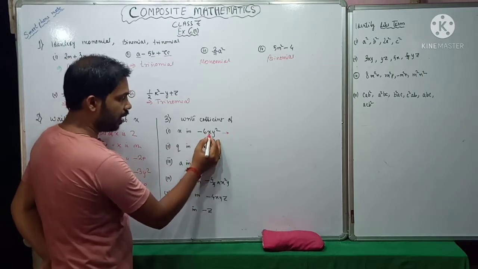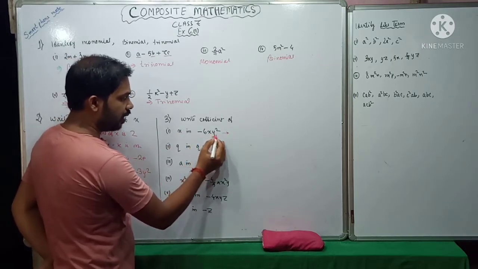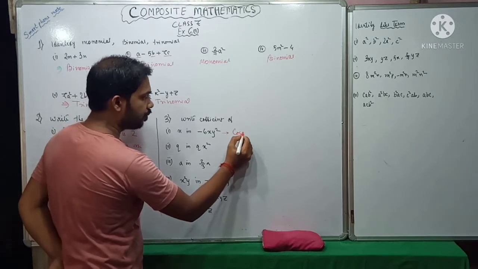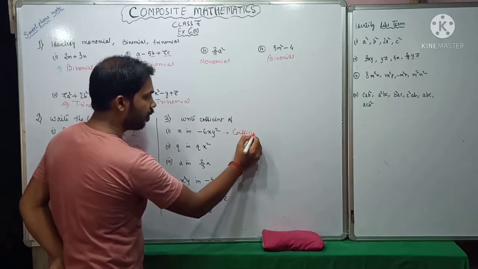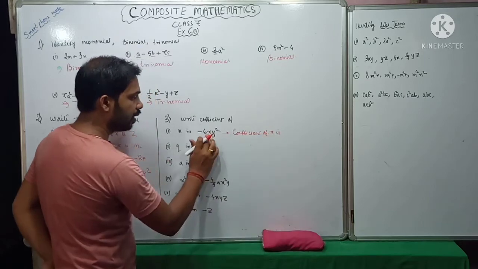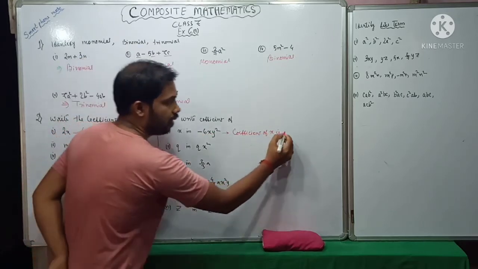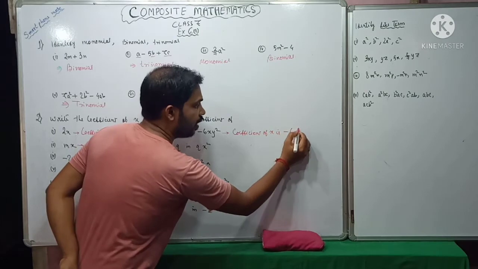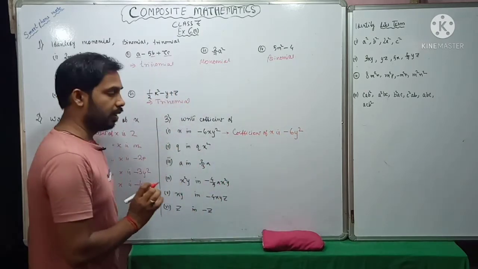So you see what is present apart from x. So it is minus 6 and y square. So the coefficient of x is minus 6 and y square. Okay, I think it is clear.